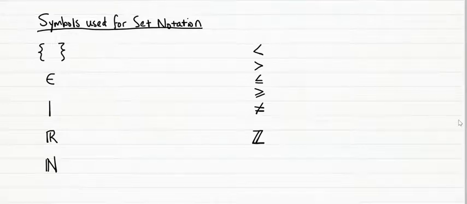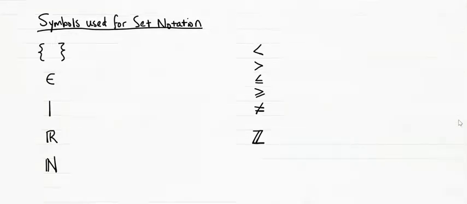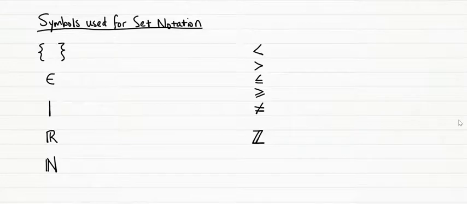Hi, in this video we're going to talk about the different types of symbols that are used for both set notation and interval notation. We will use set notation and interval notation to state characteristics of functions like domain and range, intervals of increase and decrease, and positive and negative intervals.